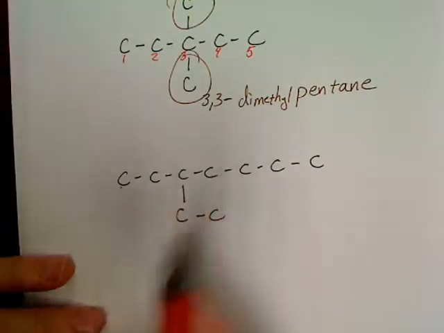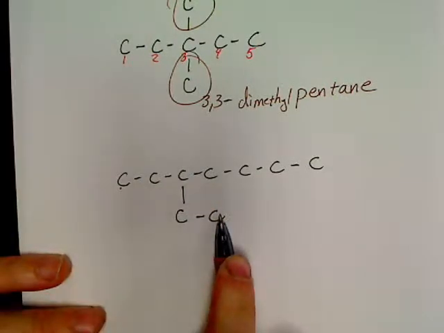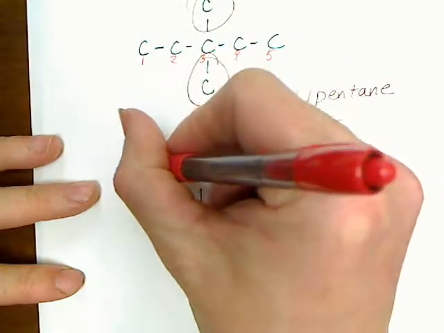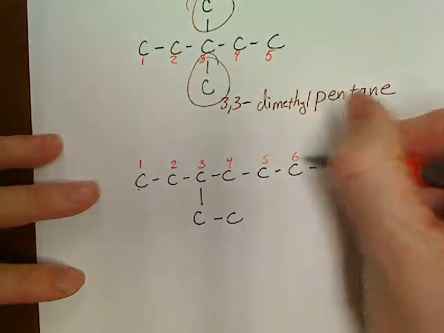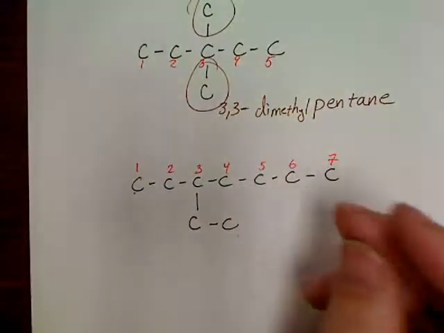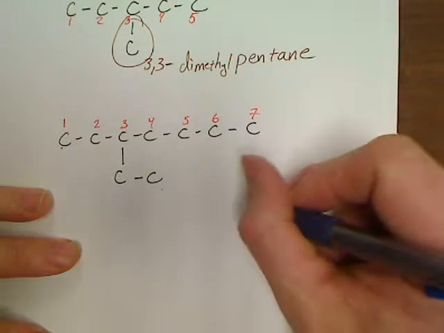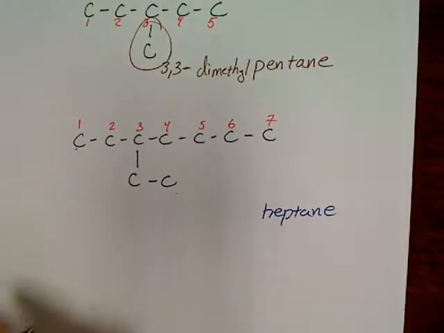Hey, what about if I did this? 1, 2, 3, 4, 5. Well, that's obviously not the longest chain. So I'm just going to do this. I'm going to go right here. 1, 2, 3, 4, 5, 6, 7. So that means this one is going to end in the word heptane.